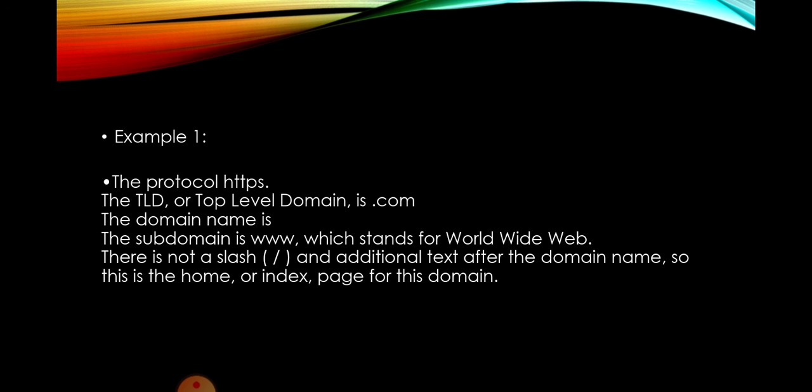So, here are examples of URLs. Example number 1. The protocol is HTTPS. The TLD, or top level domain, is .com. The subdomain is www, which stands for World Wide Web. There is no slash and additional text after the domain name, so this is the home or index page for this domain.